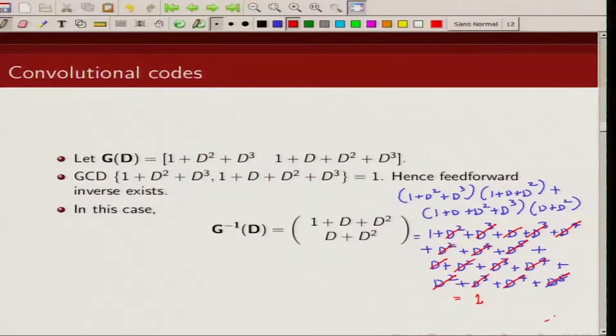You can see this is a feed forward inverse. So, if you have your V(D) and pass it through this, what you will get is your information sequence back.